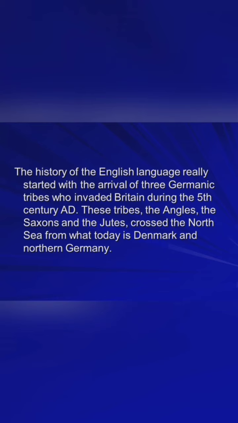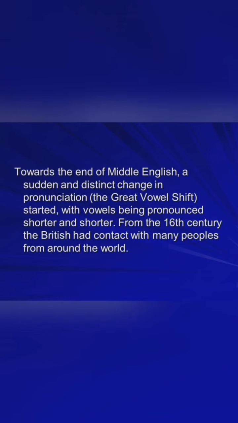Most of the people, the inhabitants of Britain, spoke a Celtic language. These Celtic speakers were pushed west and north by the invaders, mainly into what is now Wales, Scotland, and Ireland. The Angles came from England and their language was called Englisc, from which the words England and English are derived.